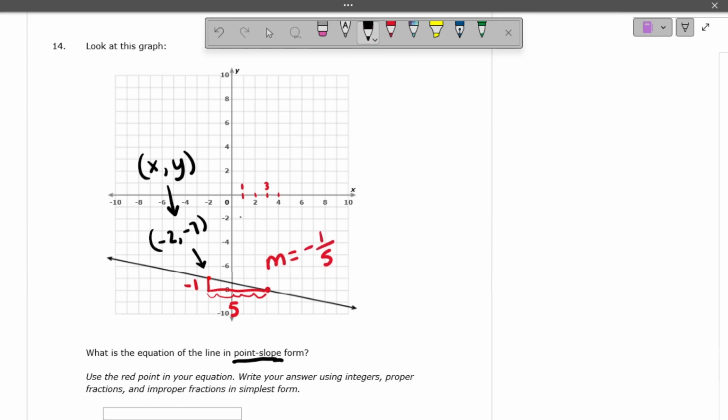So putting together our point and our slope, we're going to get y minus y1, but we have negatives here. So this is going to be y plus 7 is equal to negative 1 over 5 times x plus 2. So that right there is our equation of the line.